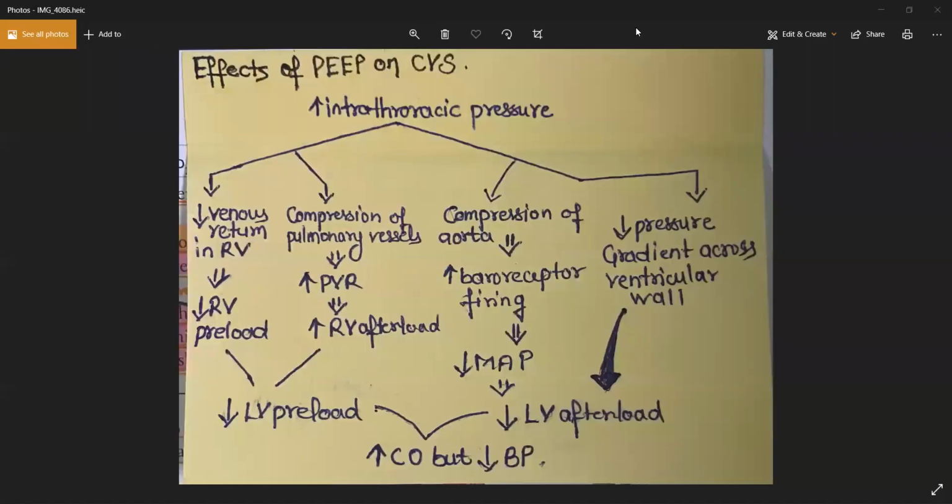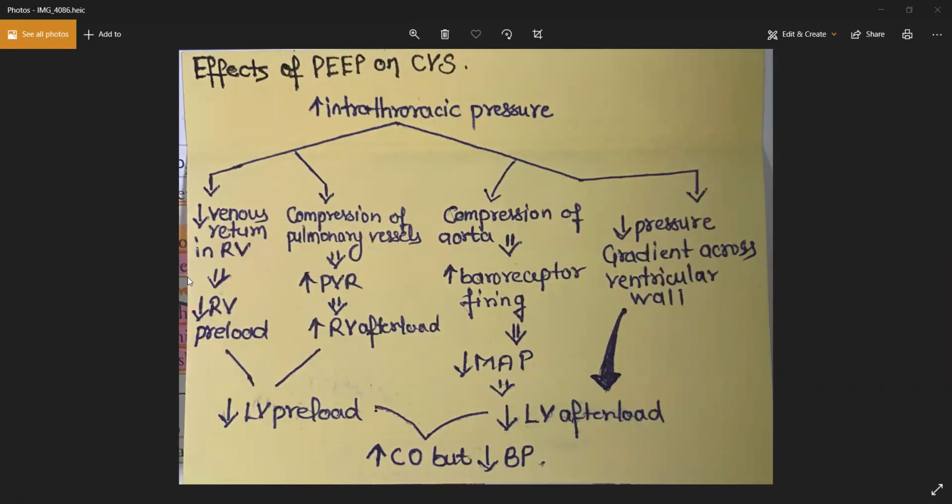Now let's discuss the effect of PEEP therapy on the cardiovascular system. What is PEEP? Positive end expiratory pressure. Whenever you give the patient positive end expiratory pressure, what you will see is a decrease in the venous return. Second, there's a compression of the pulmonary vessels by the alveoli. Third, you will have a compression of the aorta. And fourth, a decrease in the pressure gradient across the ventricular wall.